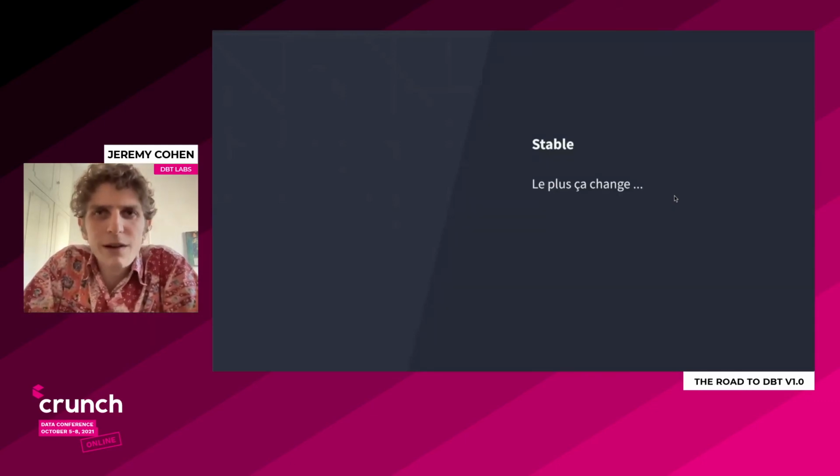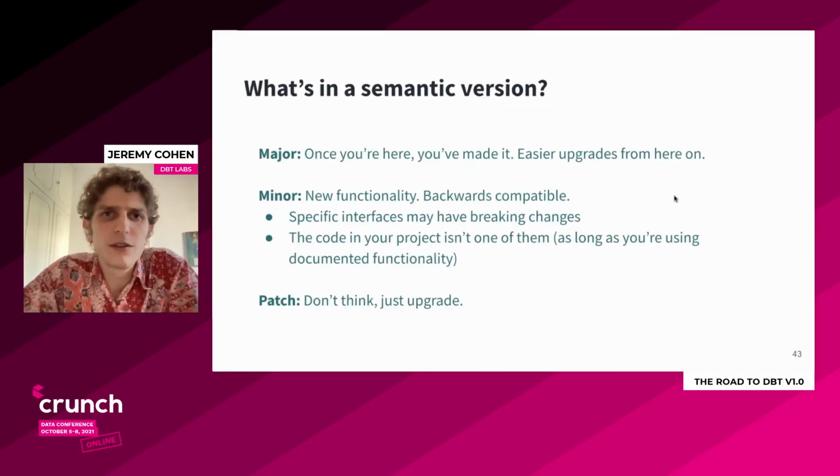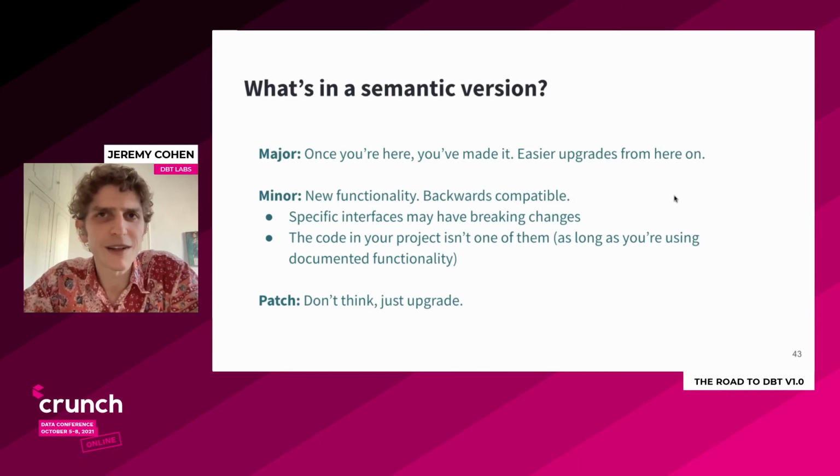dbt Core version 1.0.0 needs to be stable. All well and good what's in 1.0.0, but what is in 1.0.1? So again, if this isn't something you've thought about a ton, it's maybe going to be a little dry, but semantic versioning, pretty darn important. And I think there's a lot of applications too for folks who are building data products that are data assets.